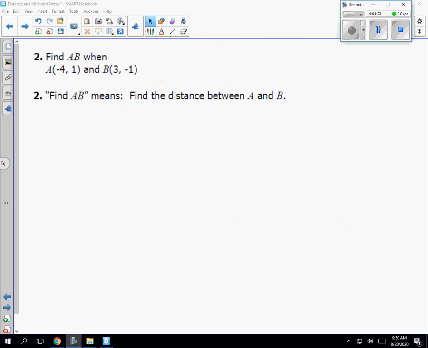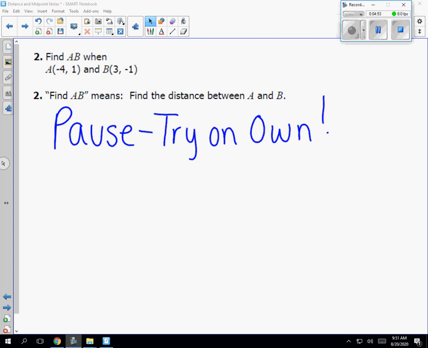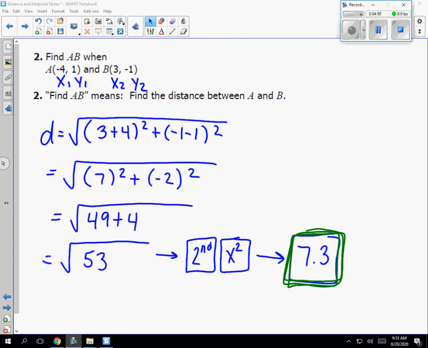So now I want you to try number 2, where it says find AB with these coordinates. You're finding the distance between A and B. So try number 2 on your own. Pause it, and then I will put up the answer; unpause it to reveal it and check your answer. So pause it now and try on your own.